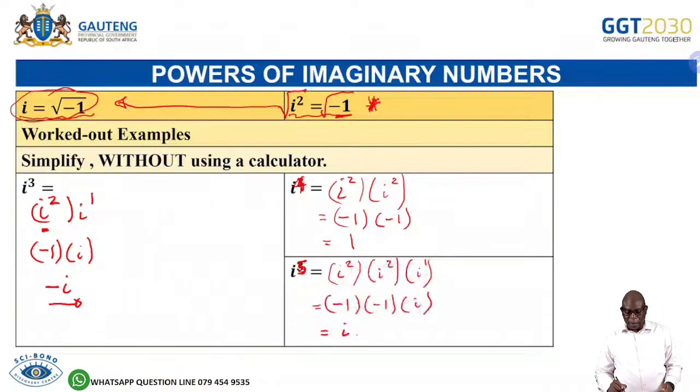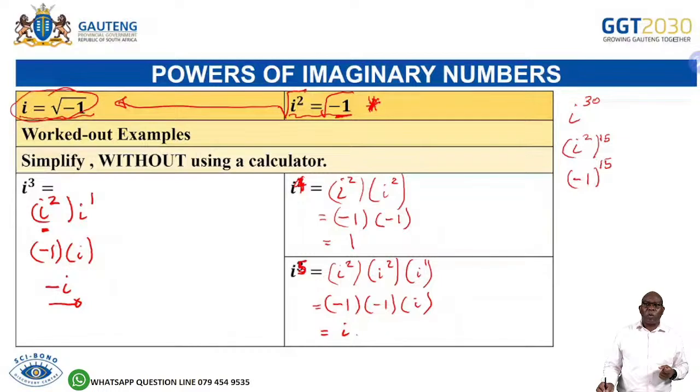So even if I take anything, I take i to the power of 30, for instance, in this case, what will I have? I'll have i squared. I don't have to write i squared times i squared times i squared 15 times, because I know it will be 15 times. So I just divide that 30 by 2, so I'll get 15. So i squared is negative 1 to the power of 15. I know if I take minus 1 and multiply it 15 times, that means multiply minus 1 15 times.